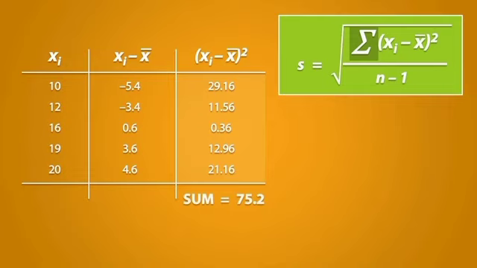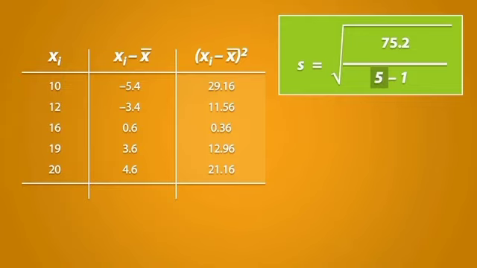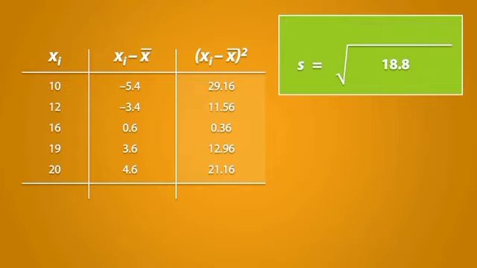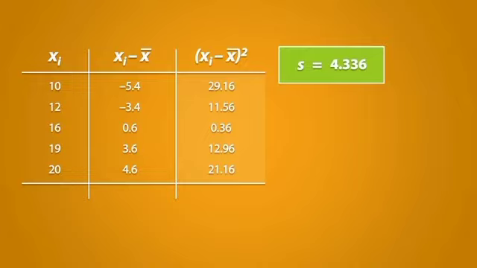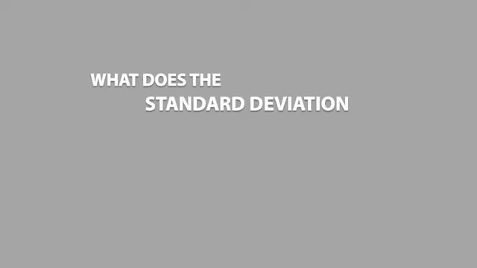Remember that we used this table to calculate the numerator of the formula, so we can now replace it with 75.2. From here, the formula should be pretty straightforward. N refers to the total number of data values, and there are 5 data values in this dataset, so N is equal to 5. We can simplify this, and we end up with a standard deviation that is equal to 4.336. Now what does the standard deviation even tell us?